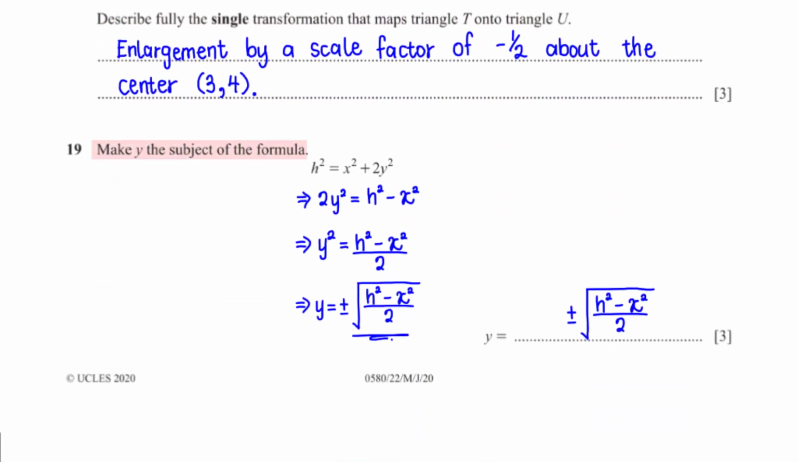Make y the subject of the formula: h squared equals x squared plus 2y squared. When we move x squared to the other side of the equation, it becomes minus x squared. 2 multiplies y squared, and so when it goes to the other side, it goes to divide: h squared minus x squared, over 2. To make y the subject, we take the square root of both sides of the equation. This leaves us with y equals plus or minus the square root of (h squared minus x squared) divided by 2.